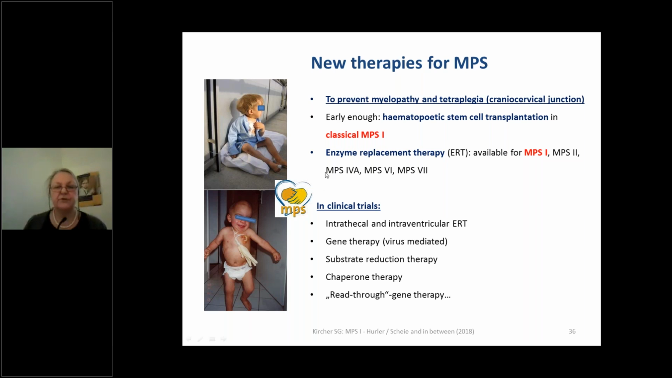What we should not forget is that we have a lot of clinical trials running at the moment with ERT, enzyme replacement therapy, intrathecally or intraventricularly, gene therapy, substrate reduction therapy, chaperone therapy, and even read-through gene therapy for MPS I patients. But they are not on the market now, but in clinical trials.